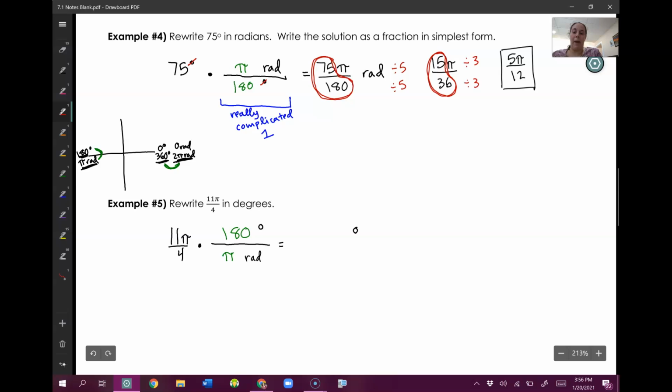And now my pi cancels. So now I'm just left with my degrees. So you can pick whether you want the 180 on top or bottom so that stuff cancels like you want it to. So now I'm left with 11 times 180 on top, and I'm left with a 4 on bottom. And that you can just type into your calculator and you should get 495 degrees.